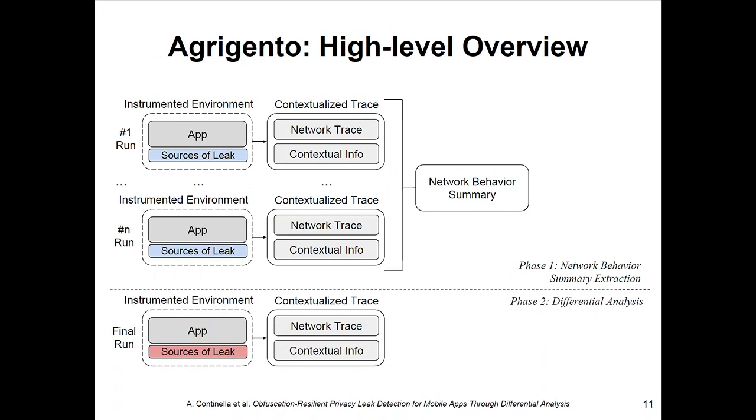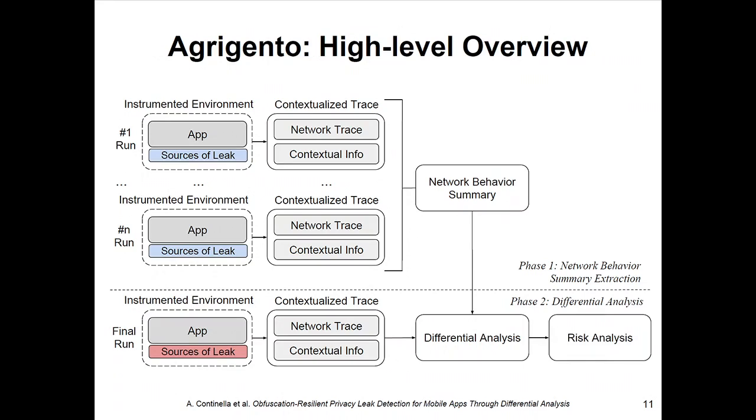Finally, in a second phase, we run the application again, but this time we modify the values of the sources of private information. We collect again the contextualized trace, and we perform the differential analysis with the network behavior summary that we previously built. This will produce the differences that we detect caused by the changes in the input. And finally, we estimate the amount of information that each of these differences include in terms of number of bits in order to be able to rank leaks according to their risk.